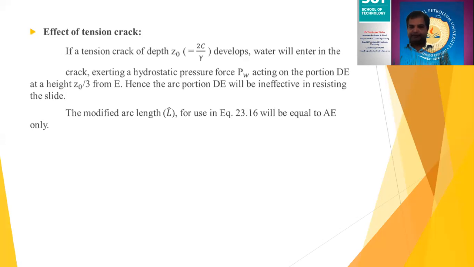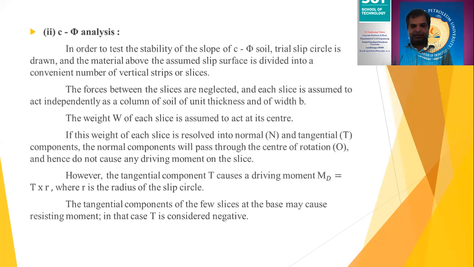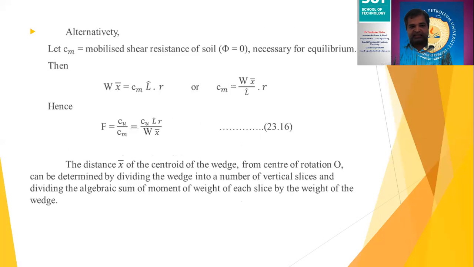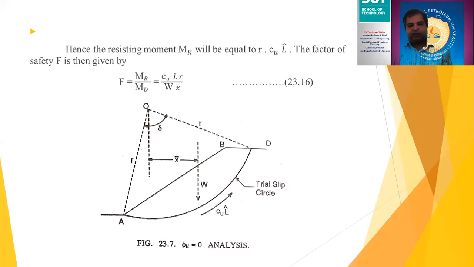Now, through this tension crack, the water will seep into the crack, and this exerts the hydrostatic pressure, Pw, in the portion dE, at a height of Z0 by 3 from point E. If you go back to this slide, from here the tension crack will be developed, and that depth is already put in.